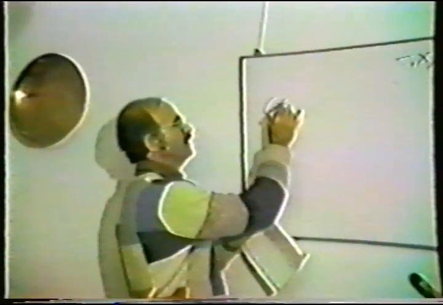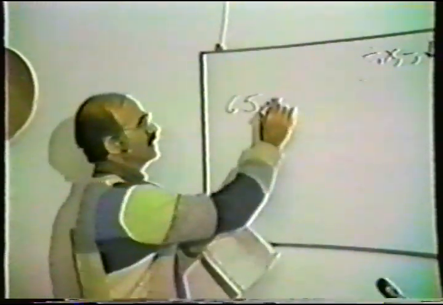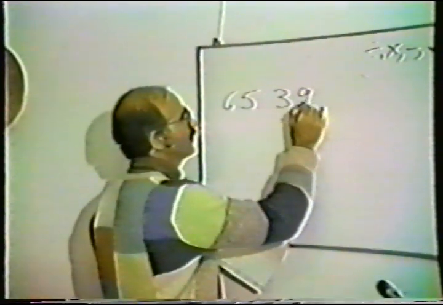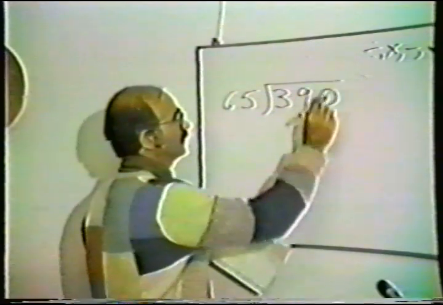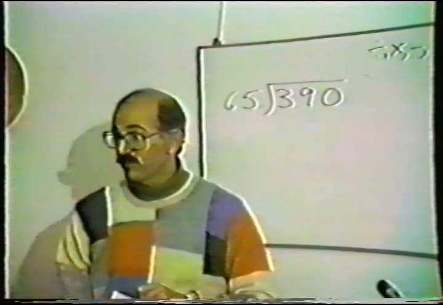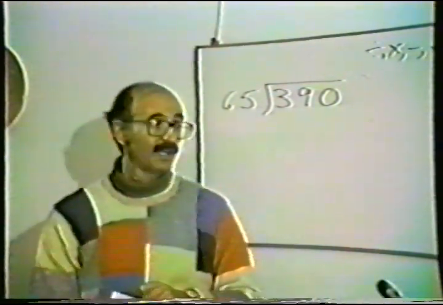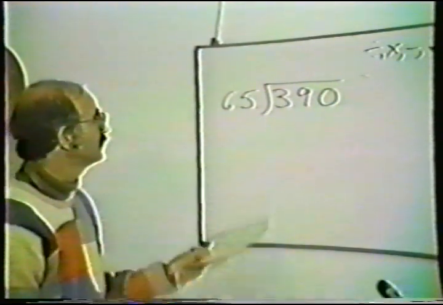And now you're all experts on division, and you're ready to divide by a number that has 2 digits. To divide by a number like 65 into 390. But Uncle Dan, we don't have the slightest idea how to go about that.